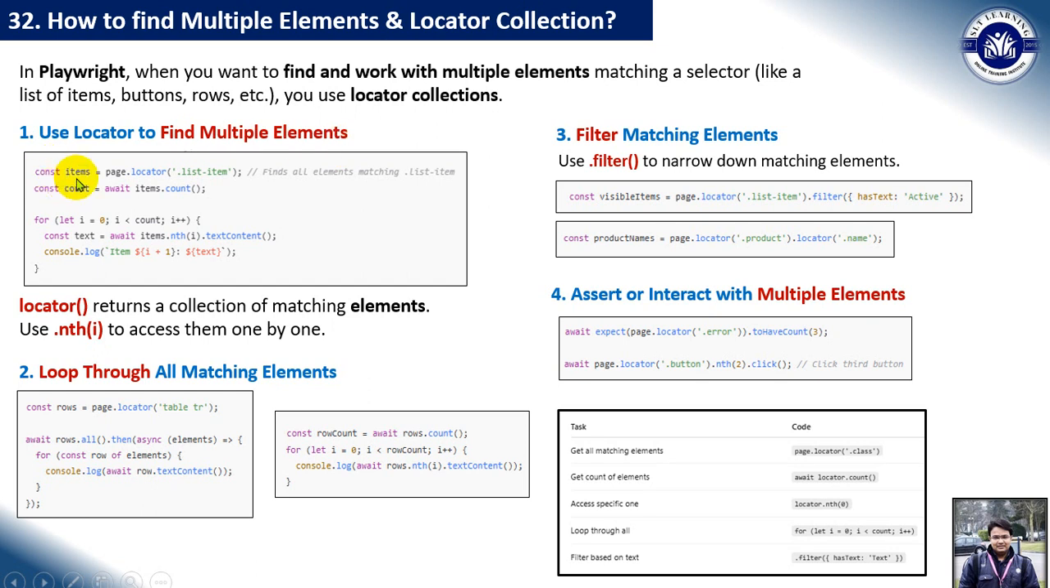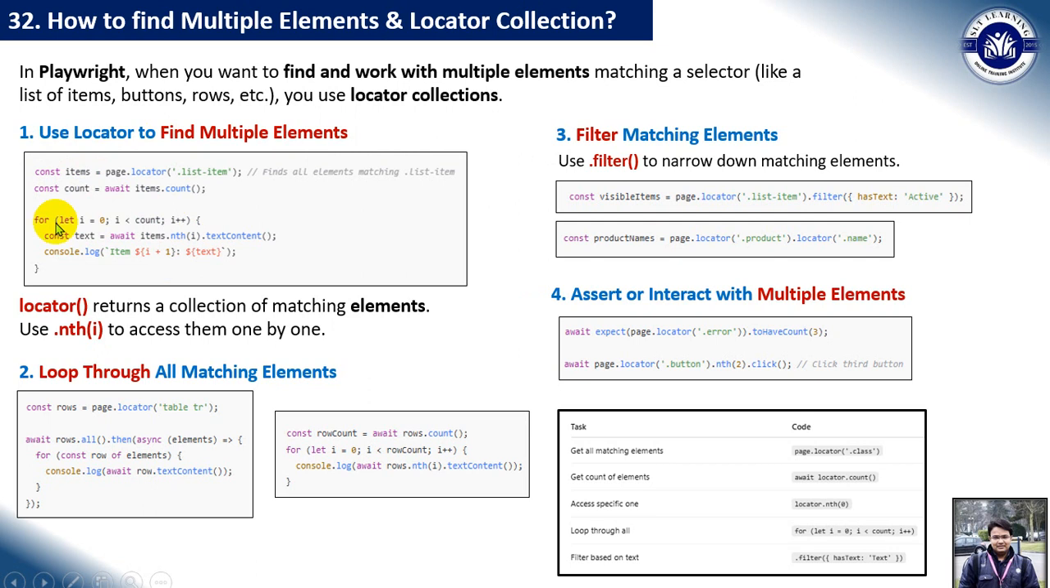Suppose I'm using this variable items, and I'm using page dot locator with my class dot list item. It will find and return all the elements matching dot list item, and it will be stored in a collection, like a list of elements. If it returns a single element, then it will store the single element. So it depends on you. And how can you calculate the count? You can just say items dot count, and it will return the count to you.